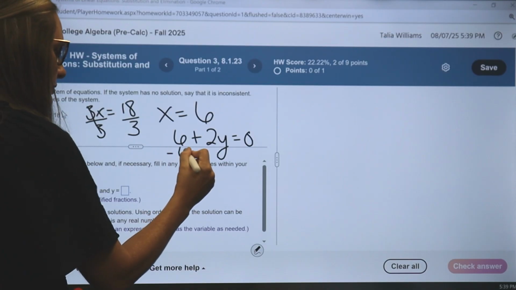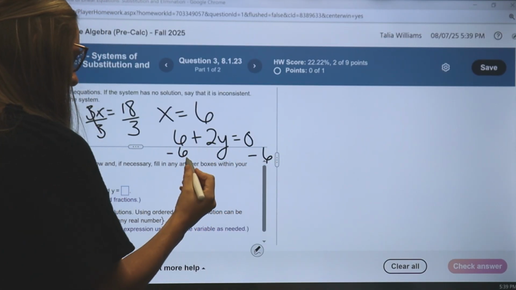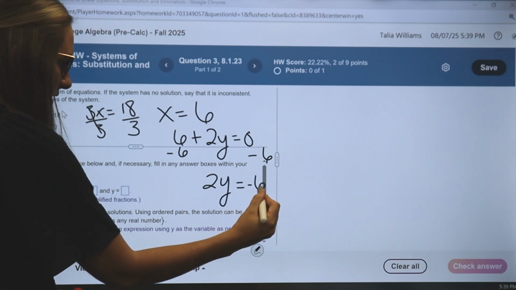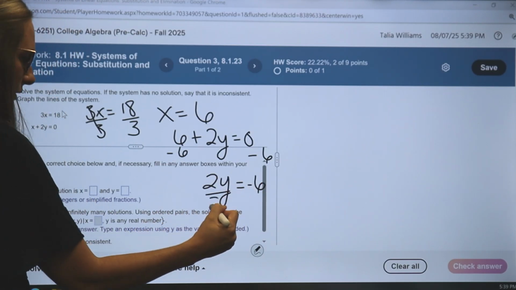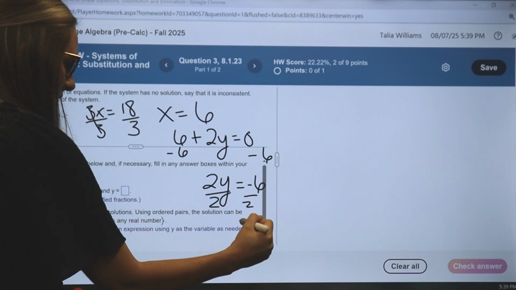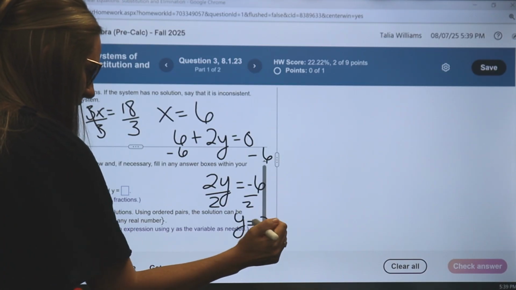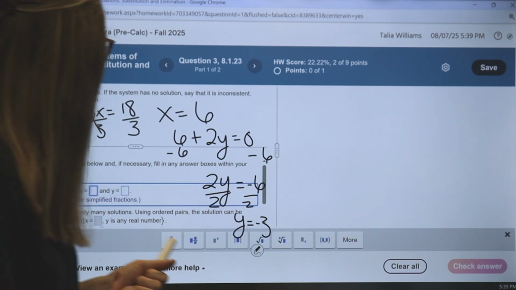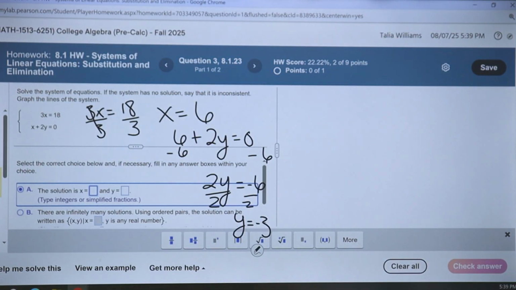Okay, so I'm going to subtract 6. 6 subtract 6 is 0. So I end up with 2y equals negative 6. Divide by 2. Y equals negative 3. Okay. So I'm going to have 6 and negative 3.